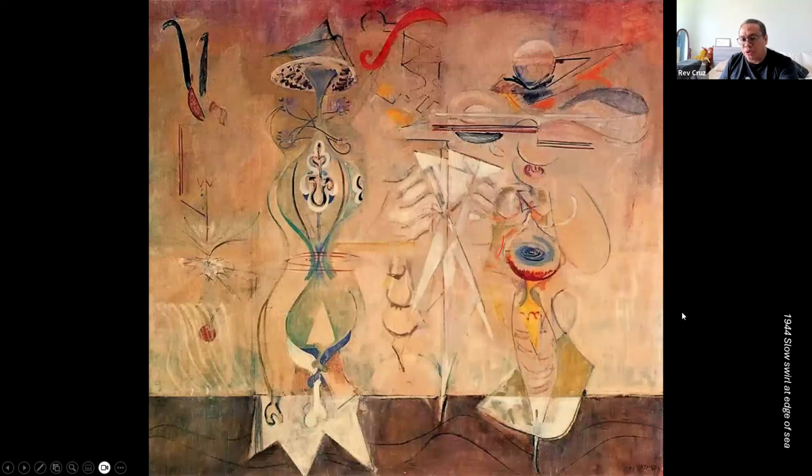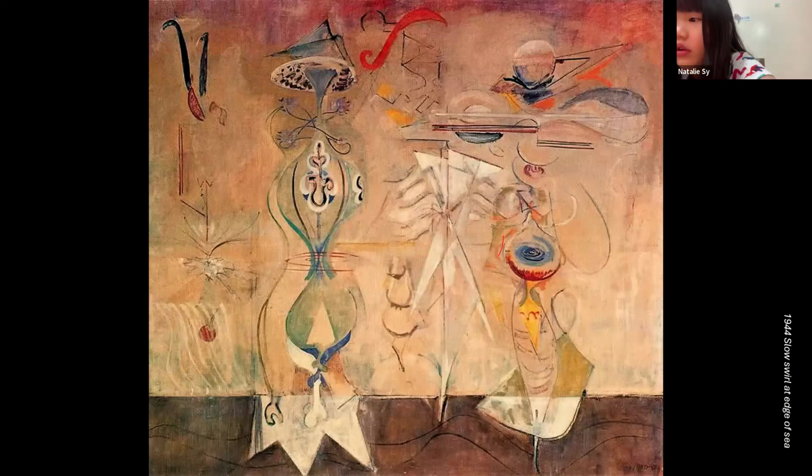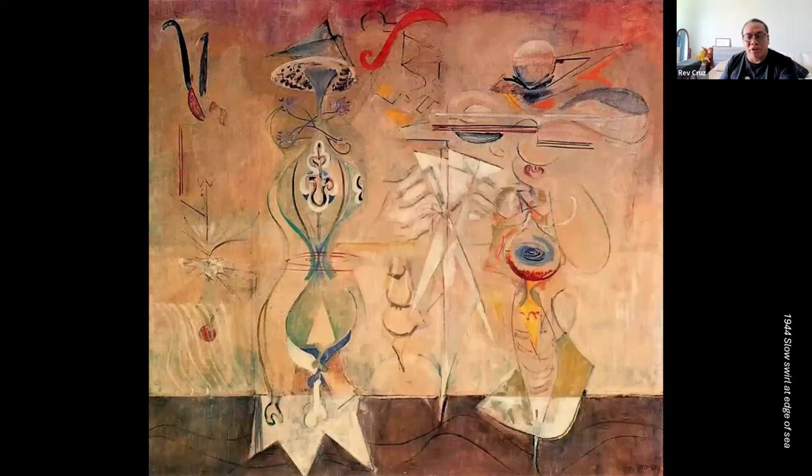Here's another painting, Slow Swirl at Edge of the Sea. You see how the title gives you an idea of what the painting is, right? I imagine here it's a man and a woman walking by the beach, and there's a wave about to splash them. You see the wave on the left with a sort of apple floating in it. I don't know why the man and the woman have those colors happening inside them, right? So they kind of look like flowers.